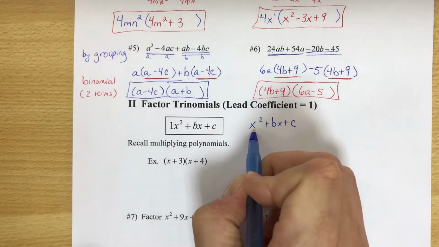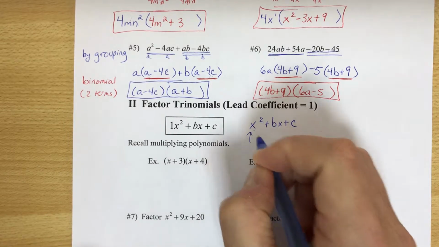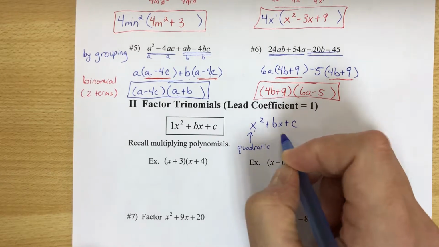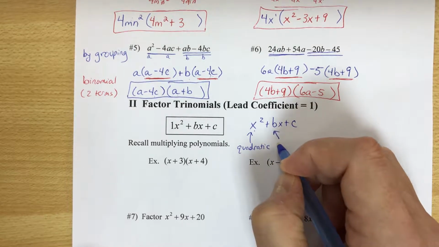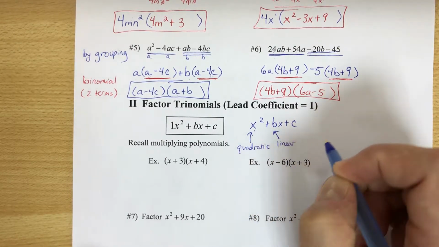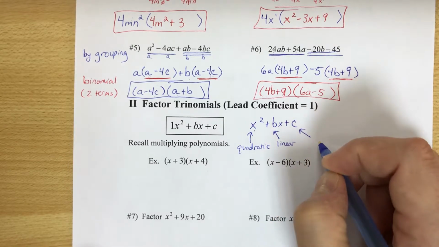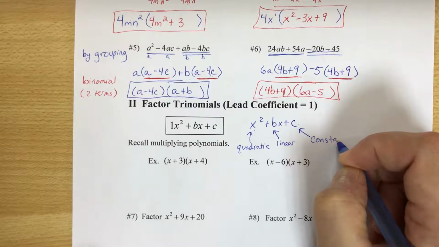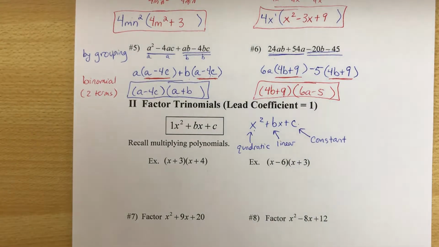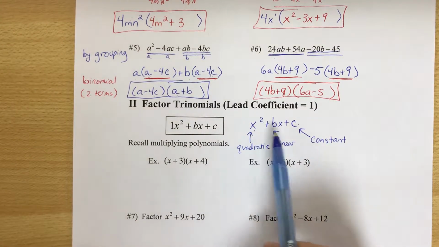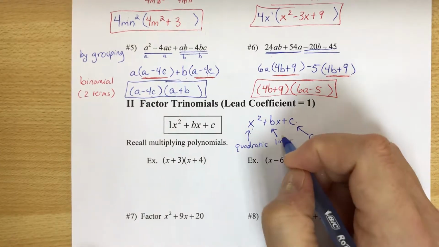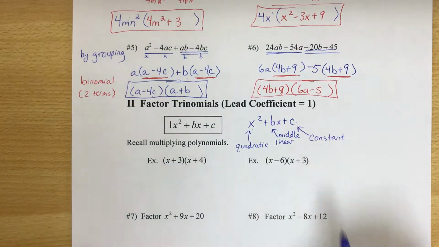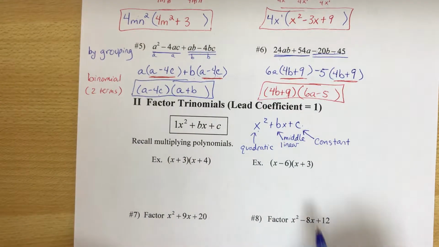The first term, the x squared, is called the quadratic term. The middle term is called the linear. And then the c value that does not have the x, that's called the constant. That's just going to be a number usually. Okay, so we've got the quadratic term, the linear. Also, we'll call this the middle term. And then we have the constant. Okay, so that is a trinomial.